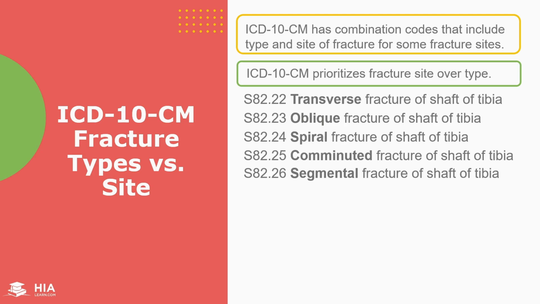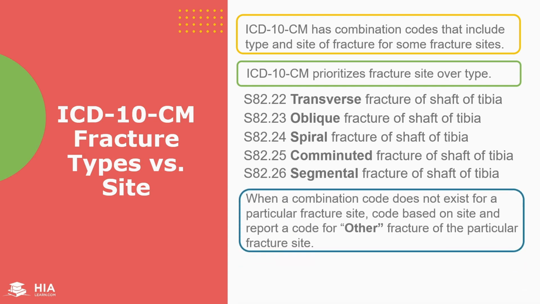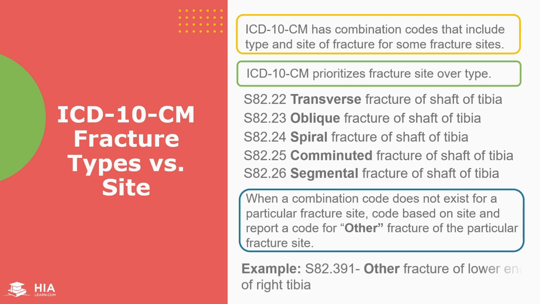However, ICD-10-CM does not have codes for these types of fractures for the distal or proximal ends of these bones. In cases where these types of fractures occur at any site on these bones other than the shaft, the fracture is coded as an other fracture of the particular fracture site. For example, a comminuted fracture of the distal end of the right tibia is coded as S82.391, other fracture of lower end of right tibia, with a 7th character for type of encounter.